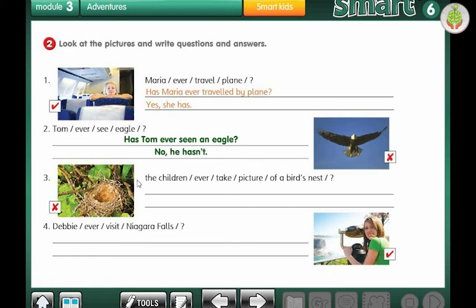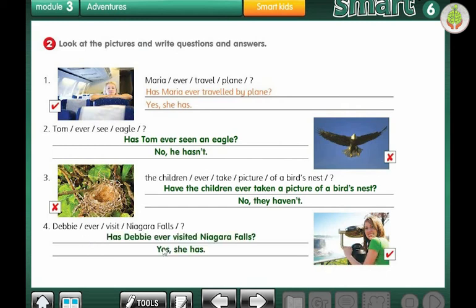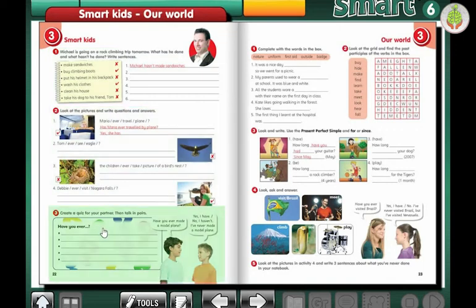What about number 3? The children ever take picture of bird's nest? So here we have children. There are too many. So what do we say? We say have. Have the children ever taken a picture of a bird's nest? No, they haven't. Number 4, Debbie ever visit Niagara Falls? Has Debbie ever visited Niagara Falls? Yes, she has. Very good. So please write it down. Now let's go to exercise 3.